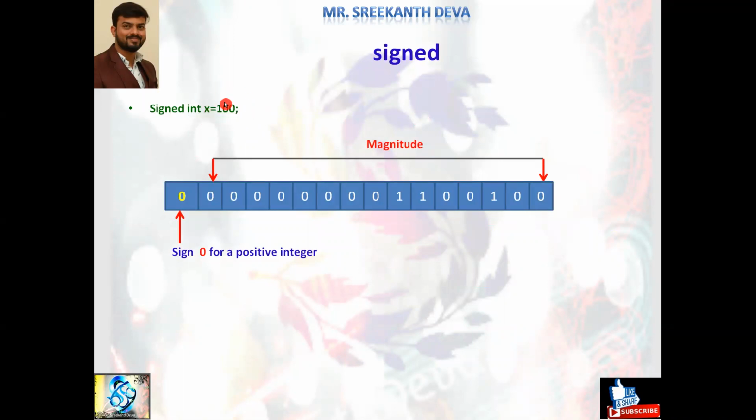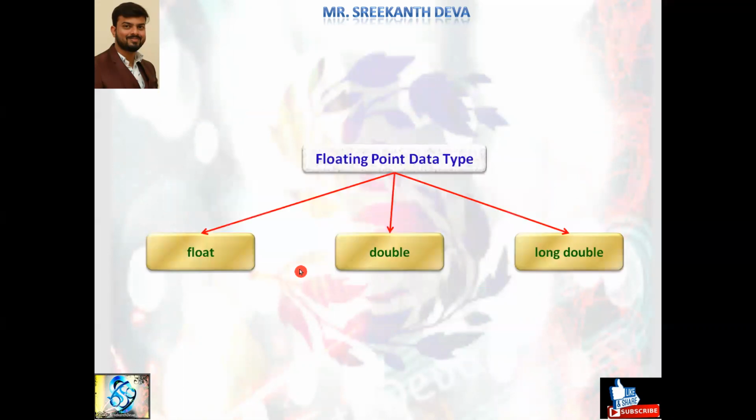By default it is plus 100. In the 16-bit memory representation, the last bit, the most significant bit, 0, represents what? Positive integer. The remaining bits are the magnitude, like 15 bits. The 16th bit, the most significant bit, if it is 0, it represents a positive integer. If it is 1, it represents a negative integer, like minus 100. When we give minus 100, the most significant bit value is 1. It indicates a negative integer.